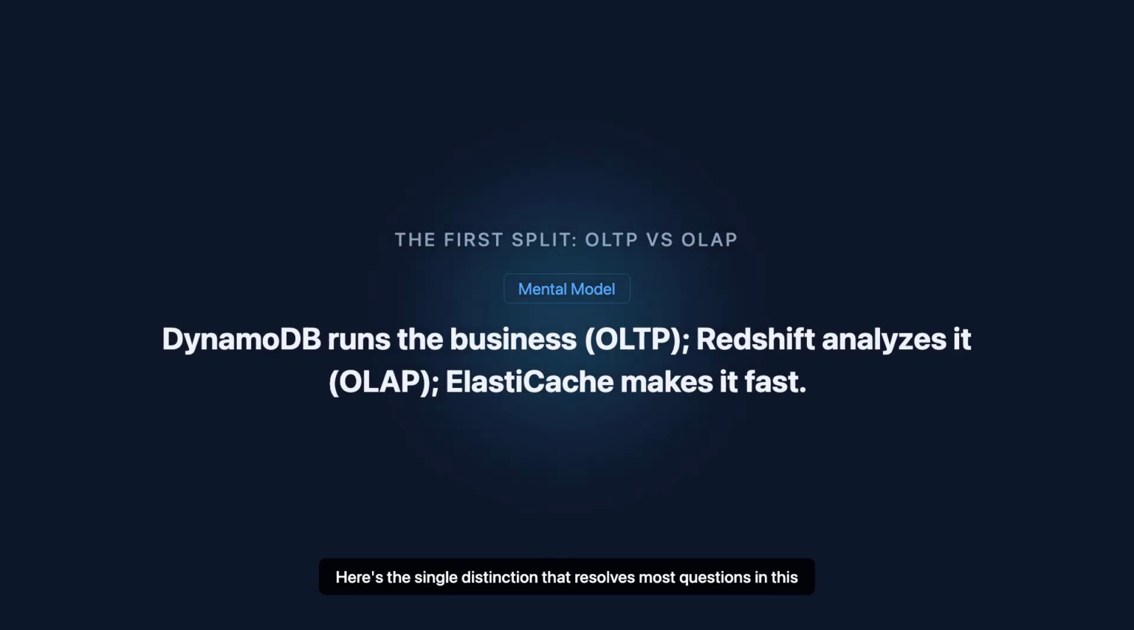Here's the single distinction that resolves most questions in this space. Think of a cash register ringing up one sale at a time all day long. That's transaction processing, OLTP, and DynamoDB lives there. Now think of the quarterly business review, where someone asks how sales trended across every store this year. That's analytical processing, OLAP, and that's Redshift. You'd never run the quarterly review on the cash register, and you'd never ring up customers on the analytics dashboard. DynamoDB runs the business, Redshift analyzes it, and ElastiCache makes the hot parts instant.